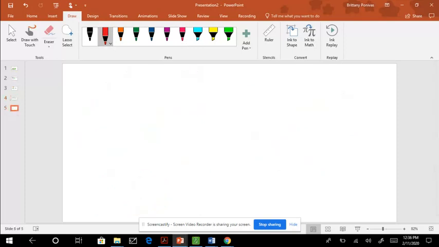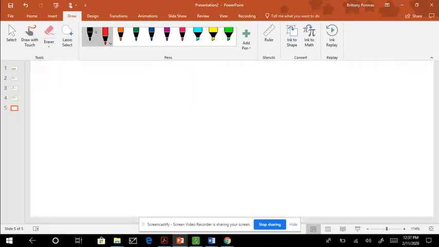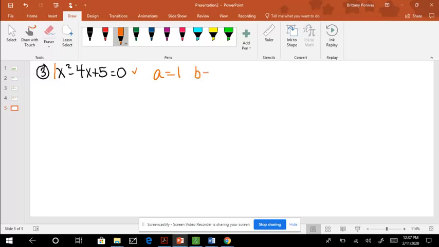Lastly, number 3 on this page, and it will be the last one of our examples: x squared minus 4x plus 5 equals 0. Quadratic formula: your first step is to get the equation set equal to 0, which it is. A is the number in front of x squared. B is the number in front of x. C is the last number. So A is 1, B is negative 4, and C is 5.